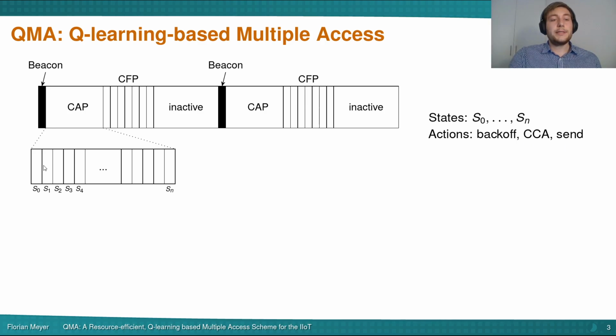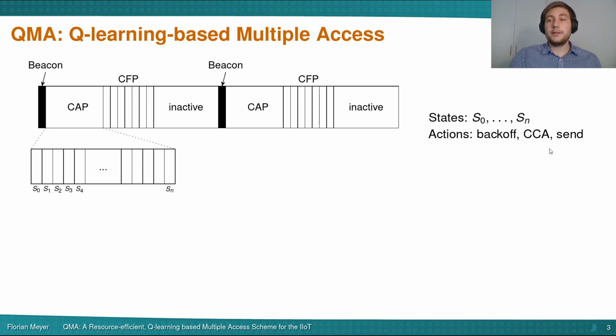Assuming that we're in state S1, a backoff action would simply do nothing and back off to the next state where the next action is chosen. A CCA does what the name says, a clear channel assessment, so it basically checks if any transmission is going on at the moment. If not, it sends a packet right away, and otherwise it backs off to the next slot where the next action is chosen.